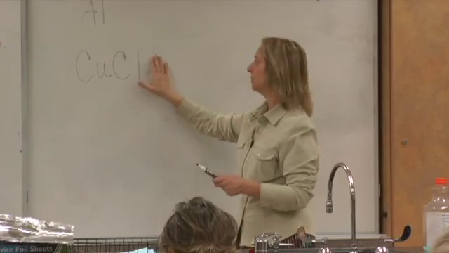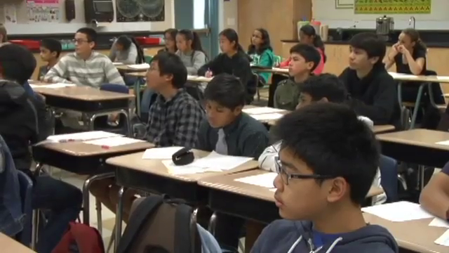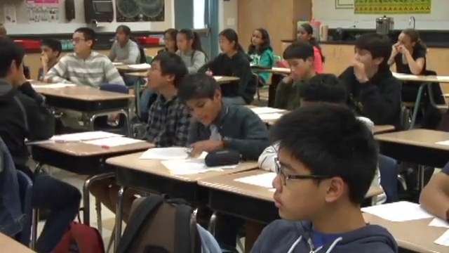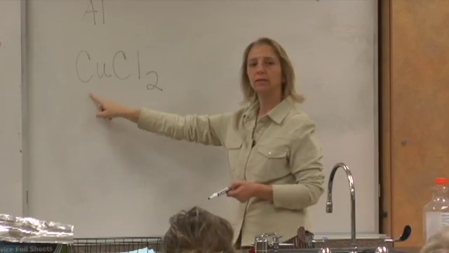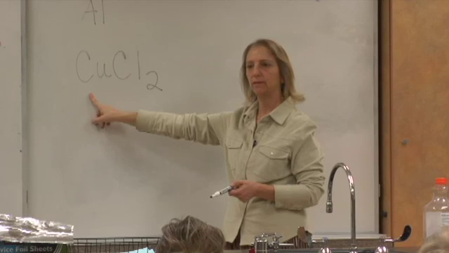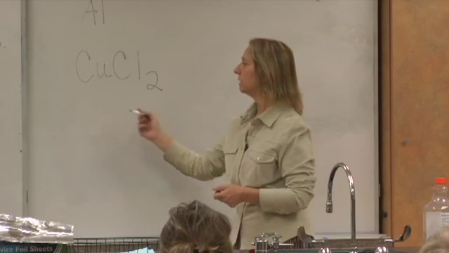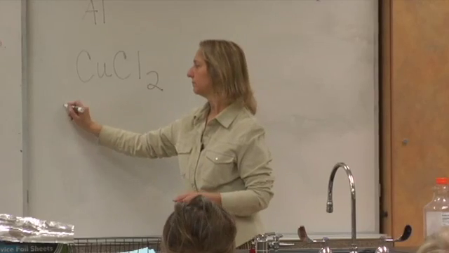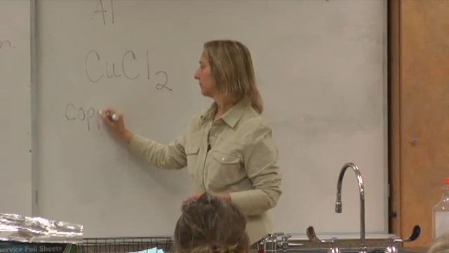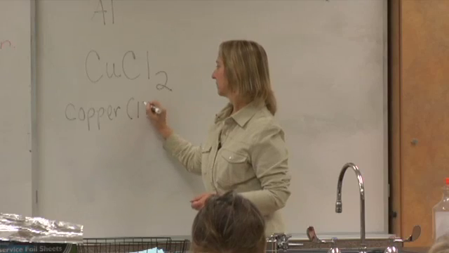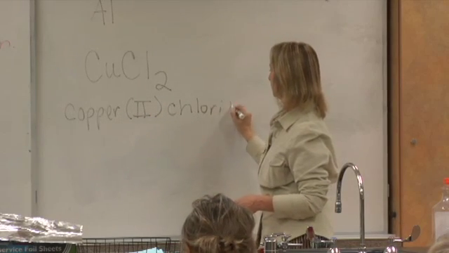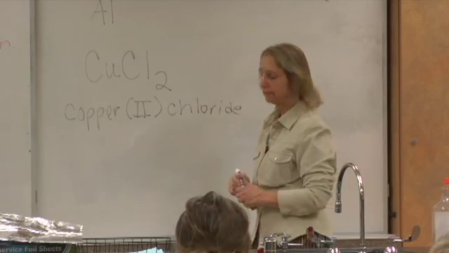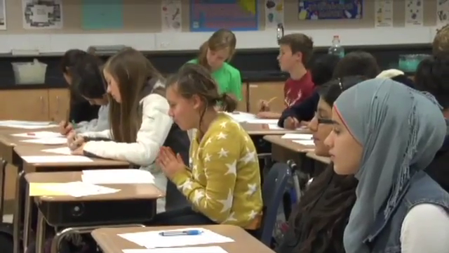Does anybody happen to remember what the charge on one chlorine is? Minus 1. So if we have 2 chlorines, what does the charge have to be on copper? 2 plus. So what would the name be? Copper 2 chloride. Yeah. You got it. Copper 2 chloride. You could be very proud of yourselves, by the way. All right. Now, I'm trying not to give it away.